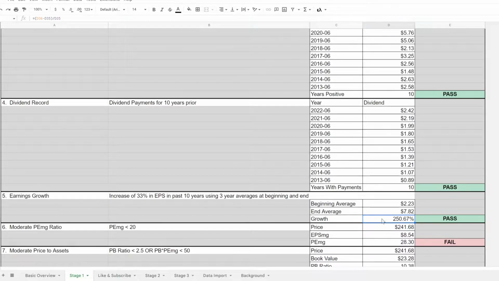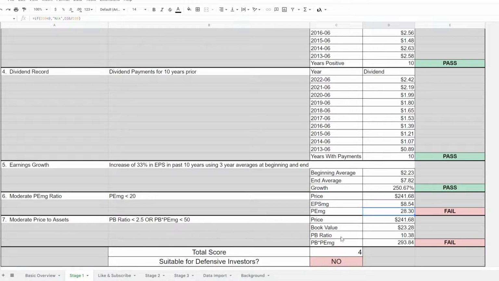So it passes there. PEMG, that is the price to earnings ratio using my weighted average of earnings. That comes to 28.3, which is higher than the defensive investor's requirement of 20. So it fails that test. And the last one, moderate price to assets, it has to have a P/B ratio, the price to book ratio, of under 2.5, which it does not, or the price to book times the PEMG has to be under 50, which it is not that either. So if you've been keeping count, it only gets 4 points out of the 7 that it needs to be suitable for the defensive investor.